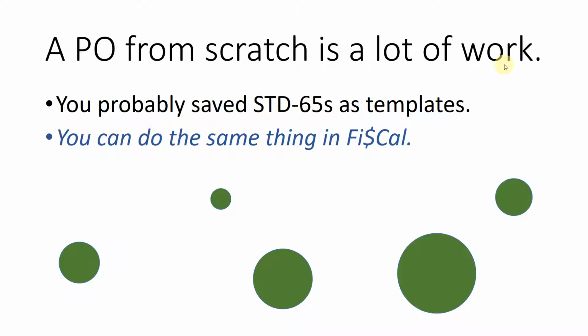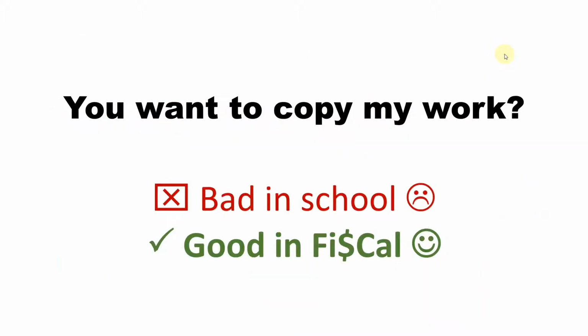You've seen how much work is involved in making a purchase order in Fiscal from scratch. Just like filling out a Standard 65 form from scratch is a lot of work. To avoid filling out a Standard 65 from scratch every time you needed one, you might have saved completed Standard 65s on your computer and used them as templates for future purchases. In Fiscal, you can do the same thing, and what's more, you have access to copying everyone's purchase order, not just everyone at your station or even everyone in your unit, but everyone in CAL FIRE.